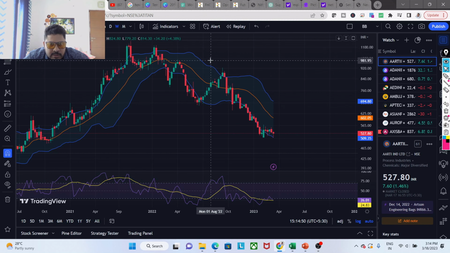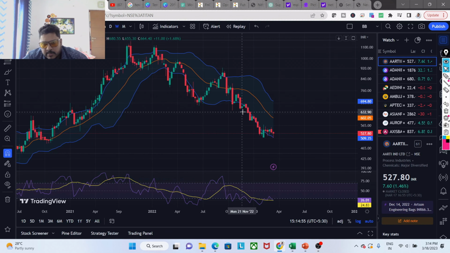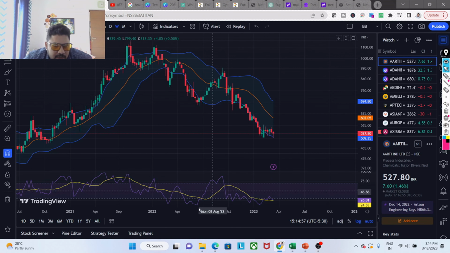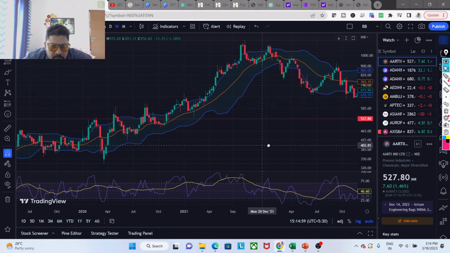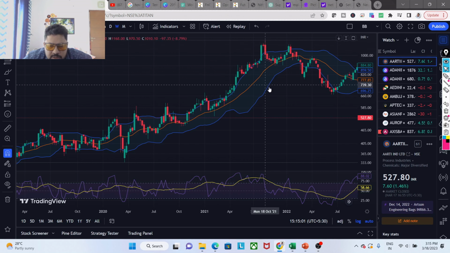The upper band is highlighted in blue, and the lower band is highlighted in blue. You can change the colors as well, and I also have an RSI. Now for those who are watching this video for the first time, these are called candlesticks. This is used basically to measure price.